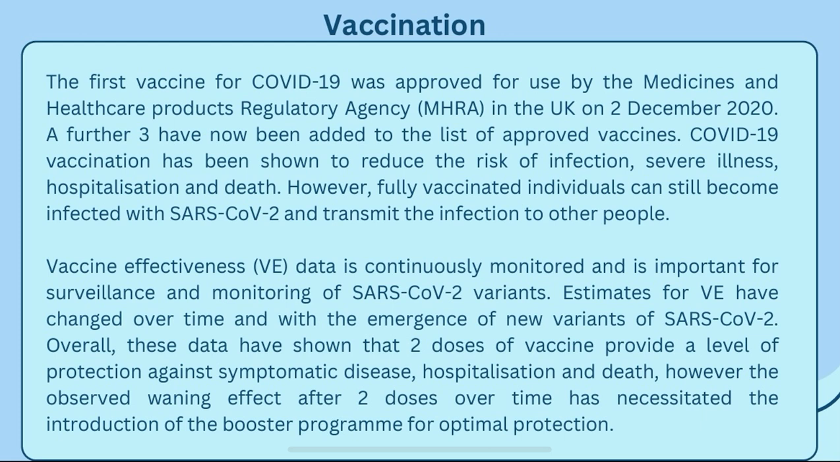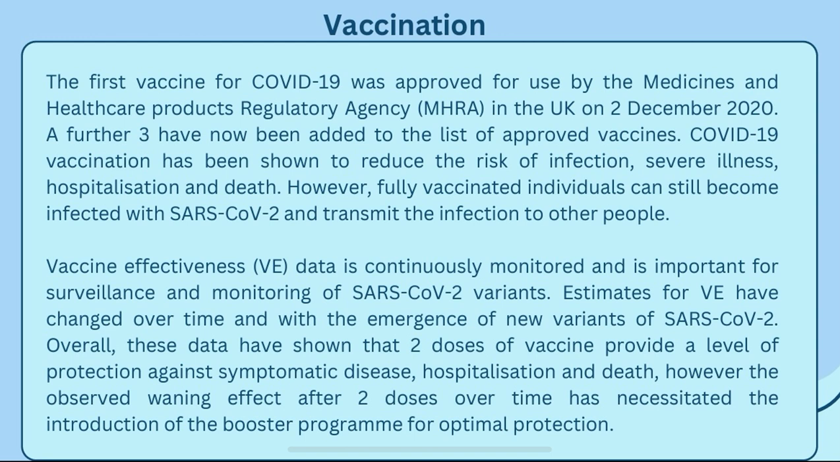Moving further to the vaccination. The first vaccine for COVID-19 was approved for use by the Medicines and Healthcare Products Regulatory Agency in the UK on 2nd December 2020. A further three have now been added to the list of approved COVID-19 vaccines, and these three have been shown to reduce the risk of infection, as well as the risk of severe illness, hospitalization, and death.